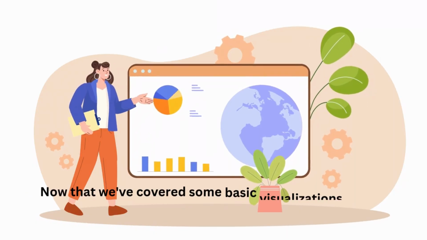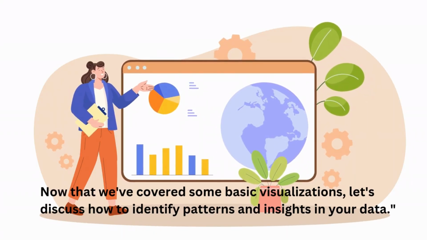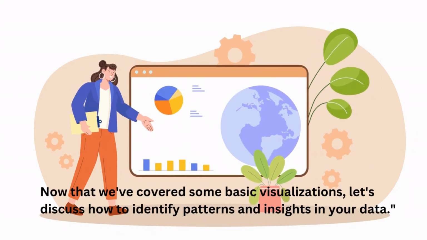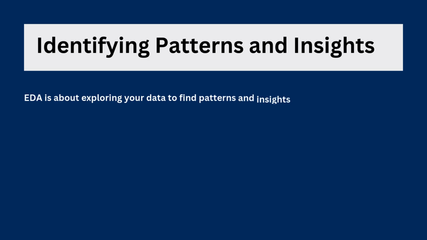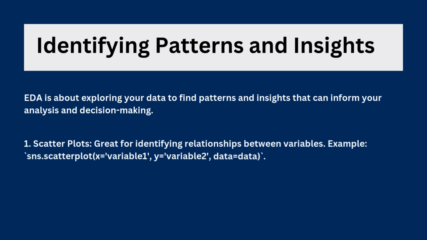Now that we've covered some basic visualizations, let's discuss how to identify patterns and insights in your data. EDA is about exploring your data to find patterns and insights that can inform your analysis and decision-making. 1. Scatter plots, great for identifying relationships between variables. Example: sns.